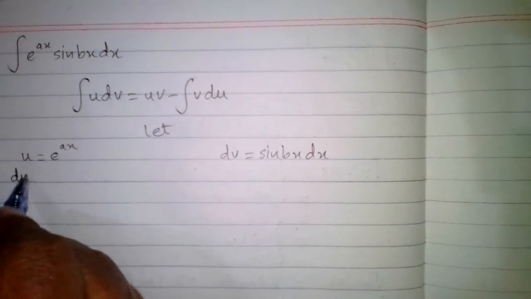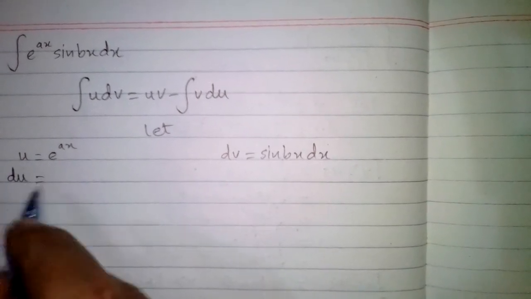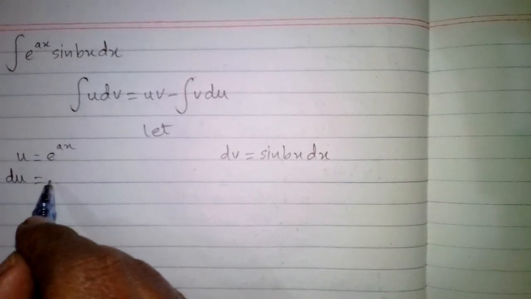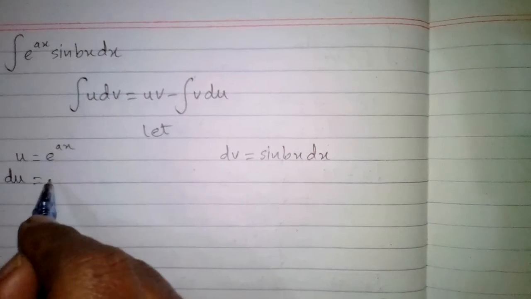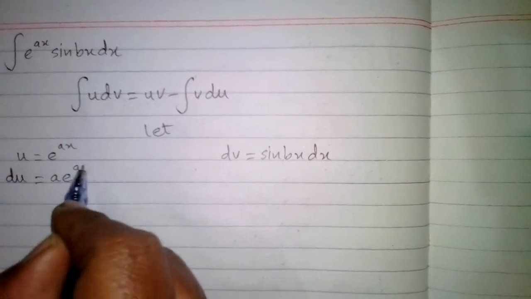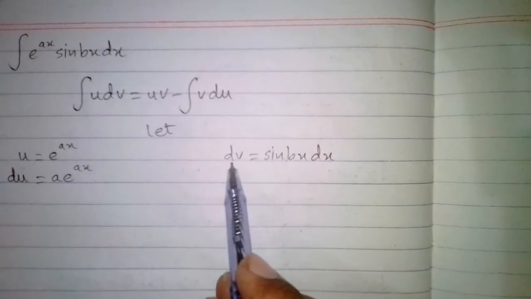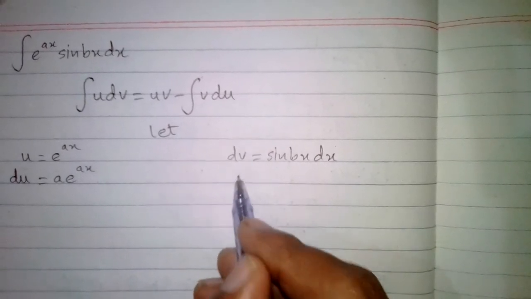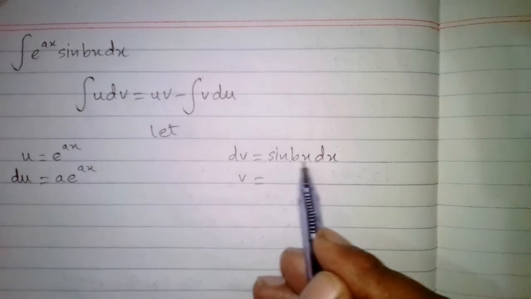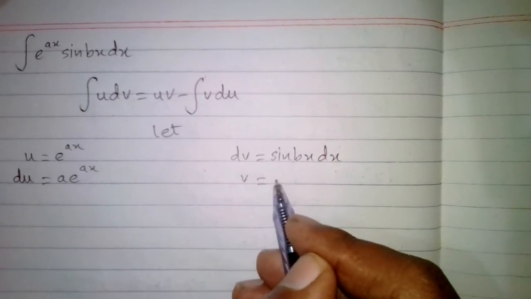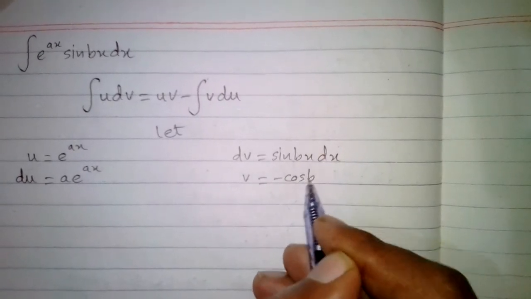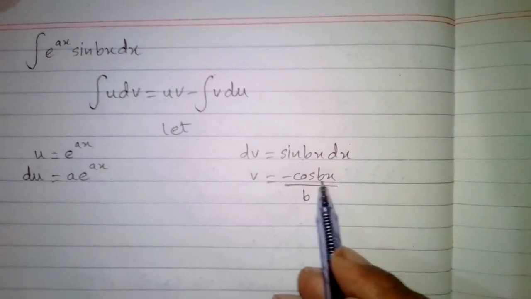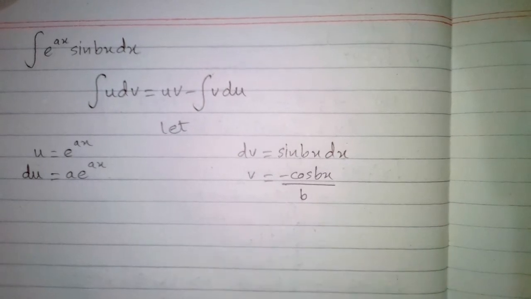Now we will take the differential du, which is equal to the derivative of e to the power ax, and the derivative of e to the power ax is a times e to the power ax. Here we will integrate both sides. So the integral of dv is v and the integral of sine bx is minus cos bx upon b, where this b is the derivative of the angle bx.